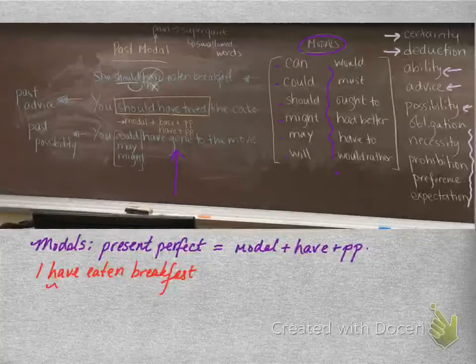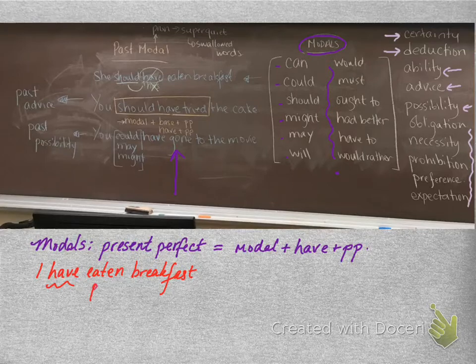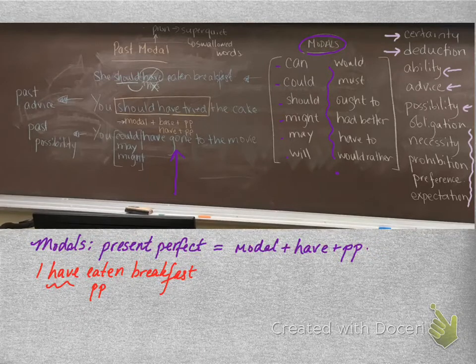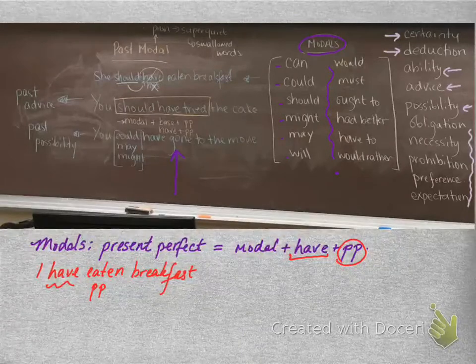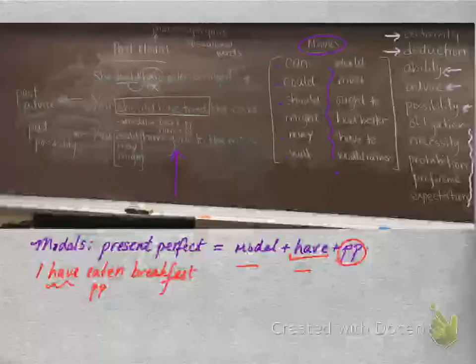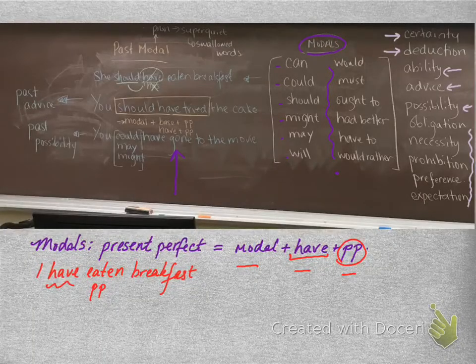Okay, we have the past participle. Well, past modals do the same thing. We take the word have, and then we add the past participle. Okay? So it's always going to be modal plus have plus the past participle. So let's have a look on the board up here.